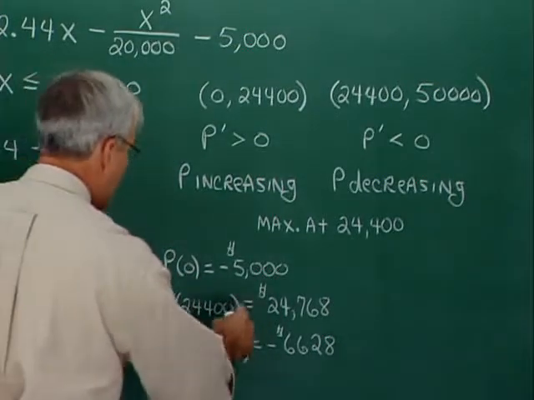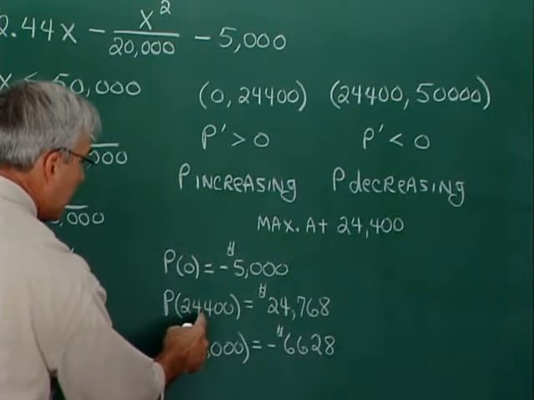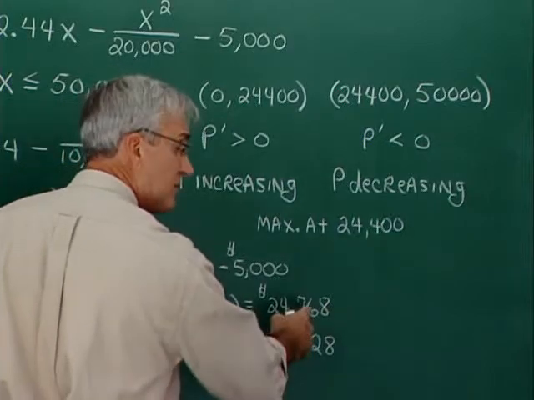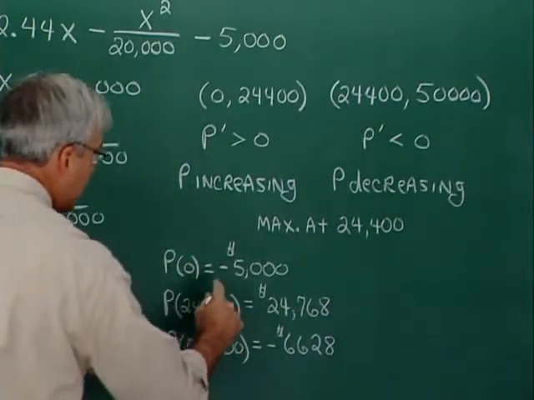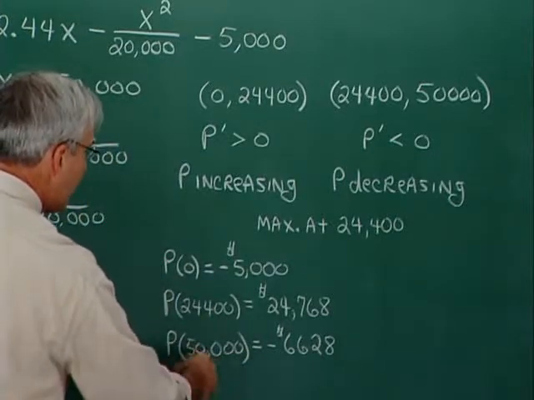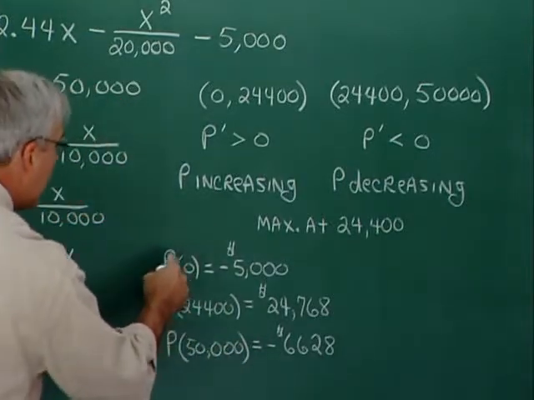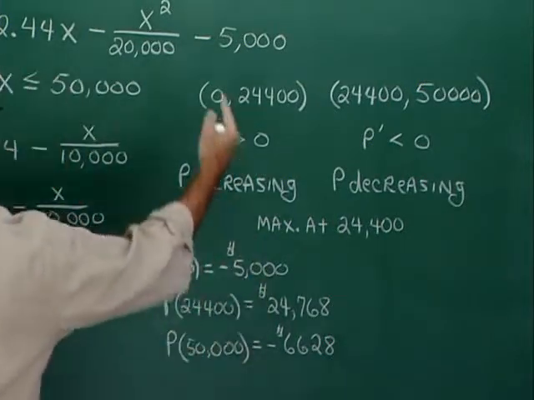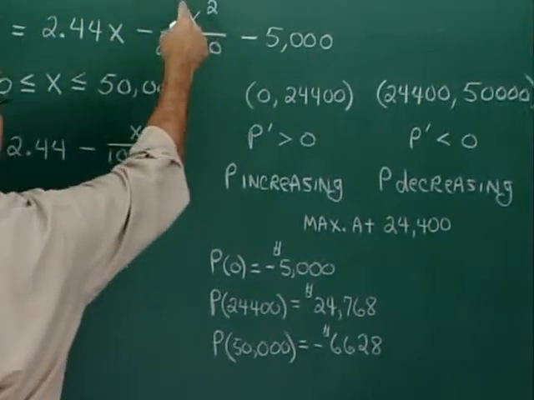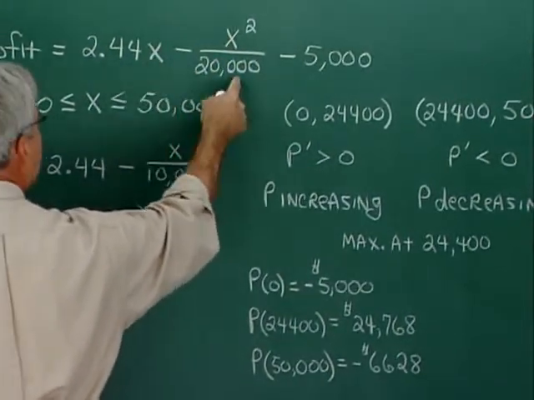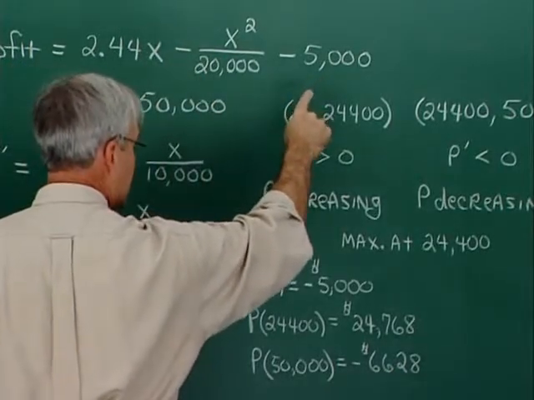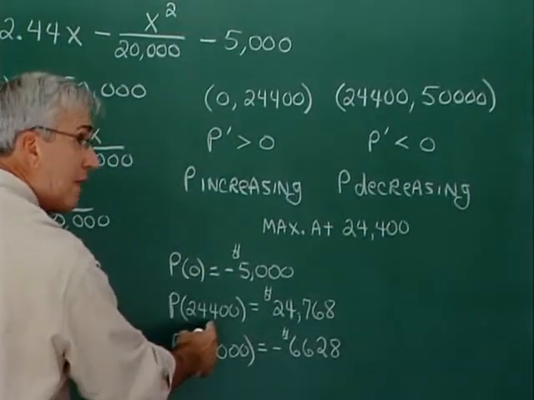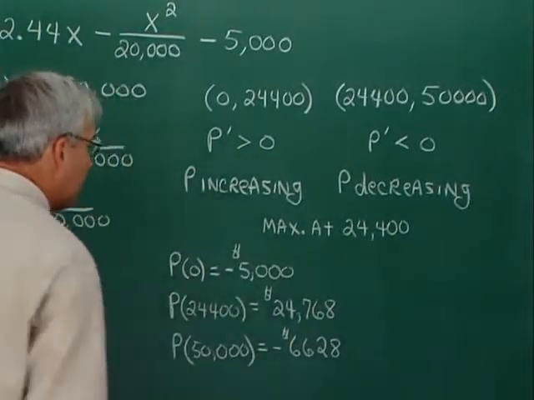So maximum profit occurs at a production level of 24,400, and we can tell what that maximum profit is going to be. It's 24,768. Now, I don't want there to be any mystery into how we made these calculations. P of 0, for example, is found by replacing x with 0 in our original profit function, and it's up here. So we would replace this x with 0 and that x with 0. These two terms go out and we have -5,000. And P of 24,400 is found by replacing those x's with 24,400 and then evaluating to find this, and so on.